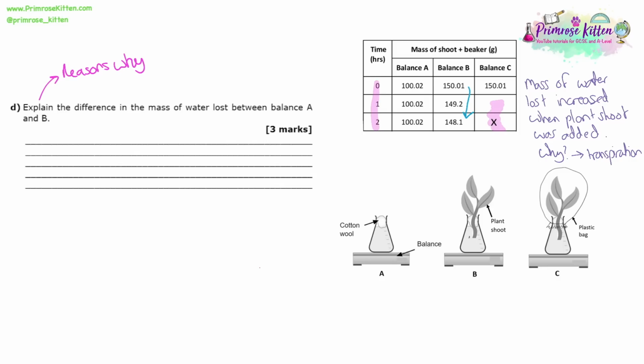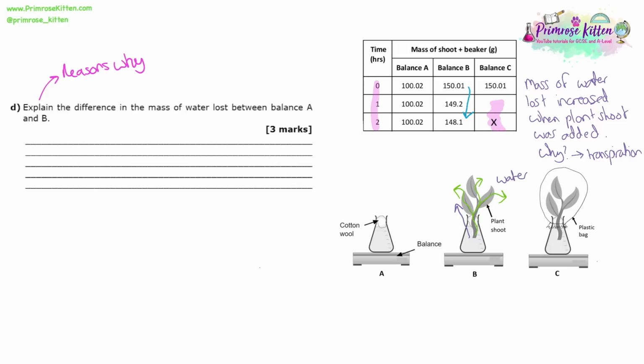So our reasoning for why balance B is losing water is because it has a plant shoot, whereas balance A does not. And therefore the water is able to travel up the stem of the shoot and leave the leaves via transpiration, so evaporation of water through the stomata. And that means that water is able to leave.